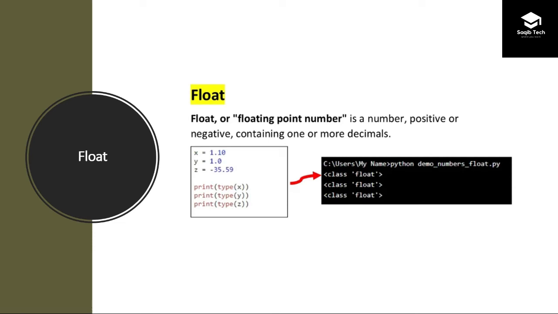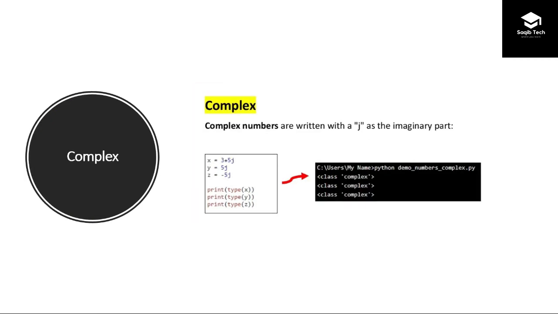Then let's look at floating point. A floating point is a number, positive or negative, containing one or more decimal places. Let's look at x is 1.10, y is 1.0. Yes, 1.0 and 1 have two different data types. If I write y equal to 1, that's an integer. But if I write y is equal to 1.0, then this will be a floating point number, or float number. And z negative with a floating point will also be a floating point number.